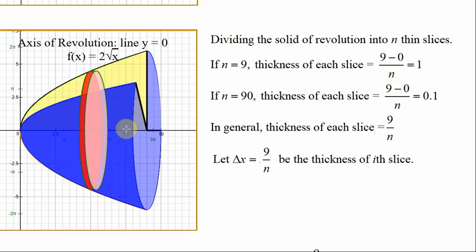But if we divide the solid into 90 slices, then the thickness of the disc will be 9 over 90, which is 0.1. And so in general, if we divide the solid into n number of slices, then the thickness of each slice will be 9 over n. And so let's denote the thickness of each slice as delta x.